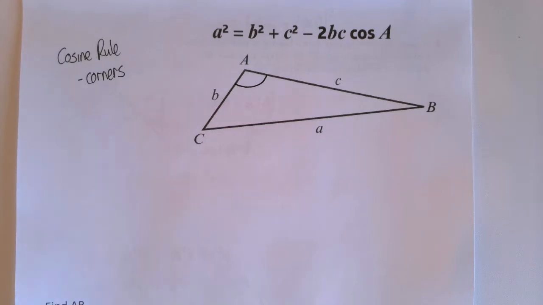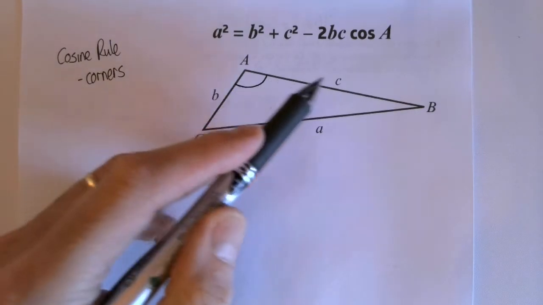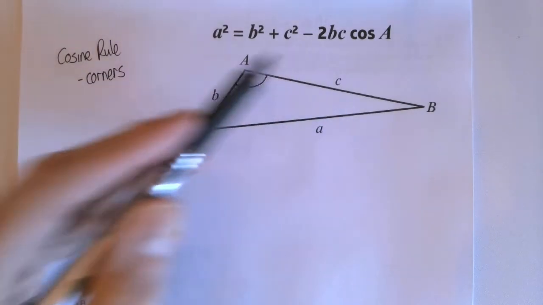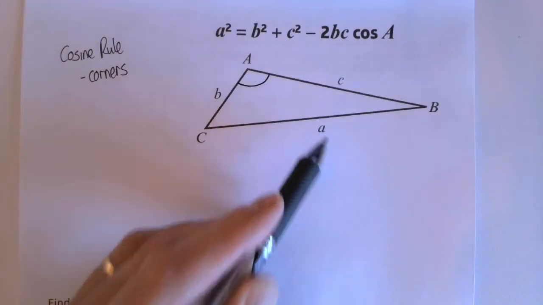So we start today by talking about the cosine rule. And for me, the cosine rule is all about corners. So we're now dealing with non-right angled triangles, just normal common or garden triangles. If I know an angle and the two sides either side of that angle, I can use the cosine rule to find the side opposite.